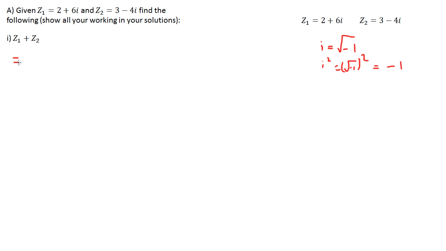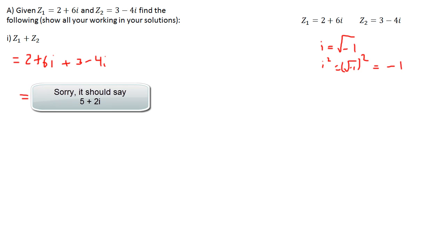Now, this means that to work out z1 plus z2, we just add the terms together. So the terms without the i add together, and the terms with i add together as well. So let's do it bit by bit. 2 plus 6i plus 3 minus 4i. So this will be 2 plus 3, 5, 6 minus 4, 2, so 2i. And that is the answer to part I.